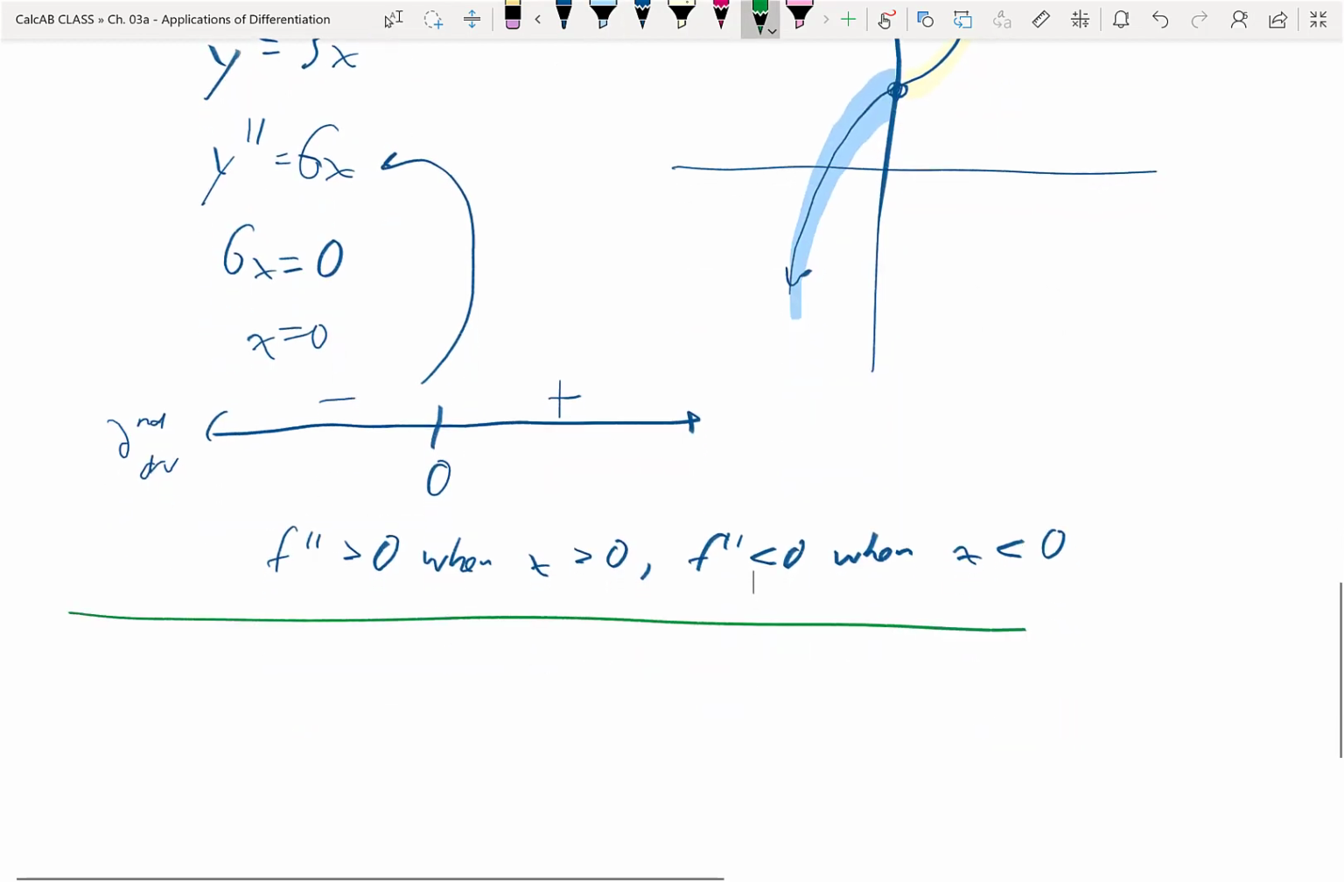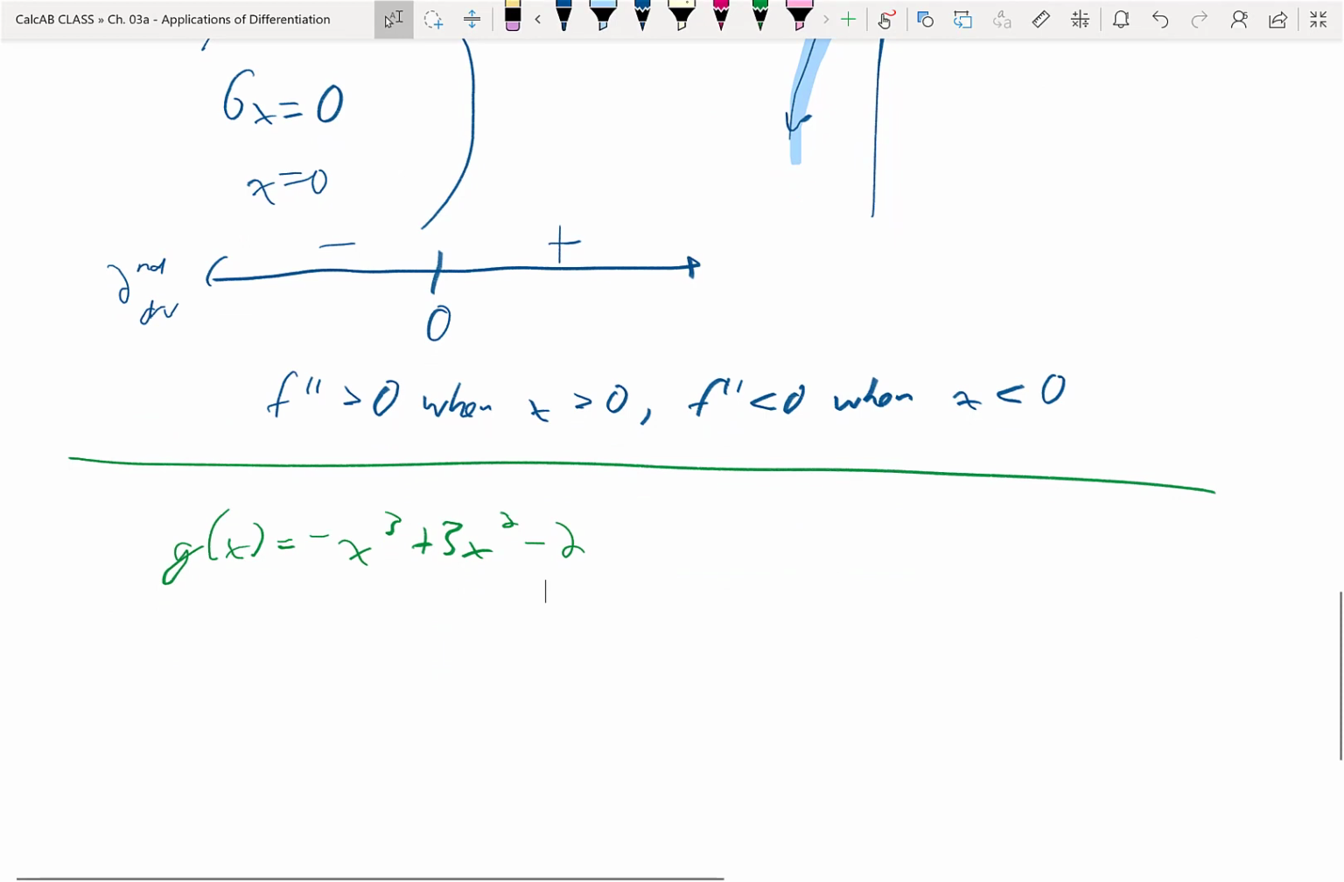Another one I can give you, g of x is equal to negative x cubed plus 3x squared minus 2. I don't like that form of g of x, so since it has a negative leading coefficient, I'm going to factor that out and make it a negative of x cubed minus 3x squared plus 2. I want to graph this and find out as much as I can about how it looks. So first, on the original function, I'm going to find its zeros.